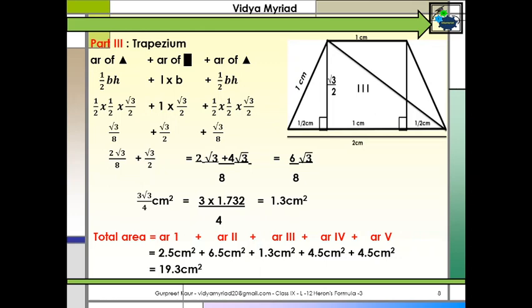So children, you need to separately calculate all the areas one by one. Don't get panic, don't get stress. You have all the dimensions with you. Only in the case of trapezium, you need to draw its perpendicular and with the help of Pythagoras theorem, you can easily find out the height and then you can put it into the formula and find out the answer. At last, add all the areas and you will get the actual answer as 19.3 centimeters square.